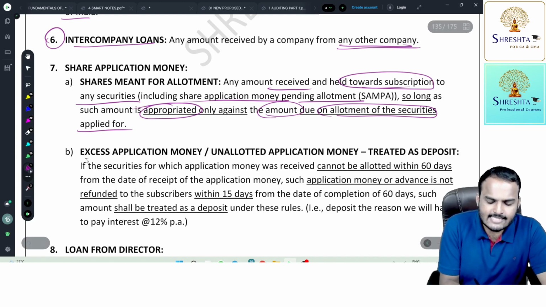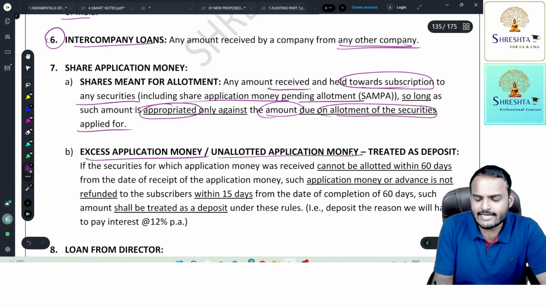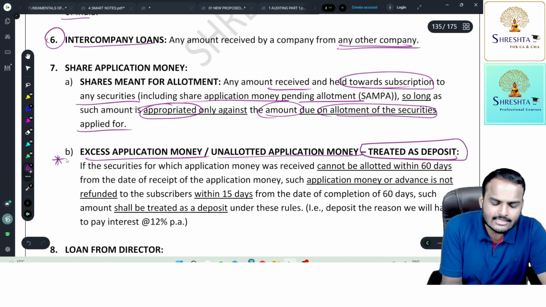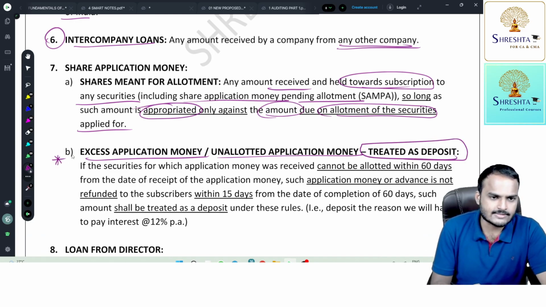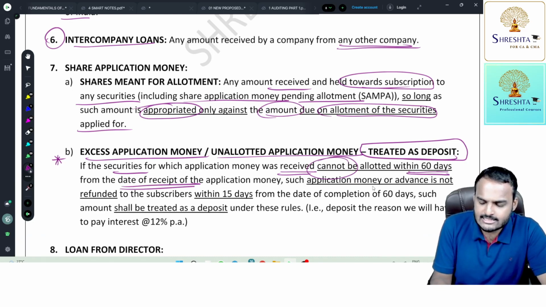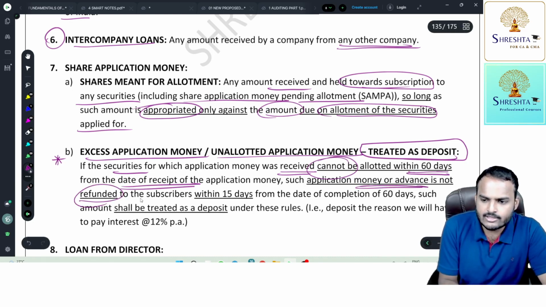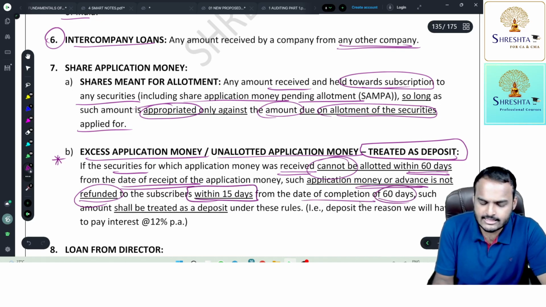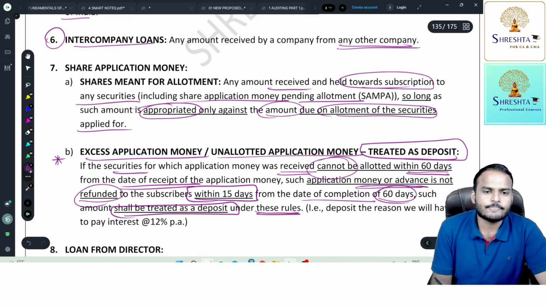Next one, excess application money or unallotted application money, shall it be treated as deposit? No, this is not a general point. This is an exceptional case. Just read along with me. If the securities for which application money was received cannot be allotted within 60 days from the date of receipt of application money, and such application money or advance is not refunded to the subscribers within 15 days from the date of completion of 60 days, such amount shall be treated as deposit under these rules.